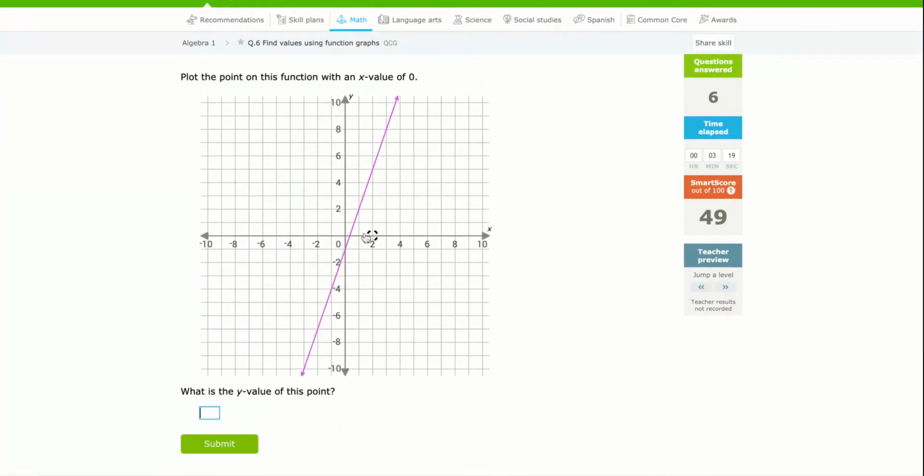Gives me an x value of 0. X value of 0, that means I'm not moving left or right. Remember, stay on the x-axis, and I'm going to go down till I get to the graph because it's below the x-axis, and that has a y value of -1.